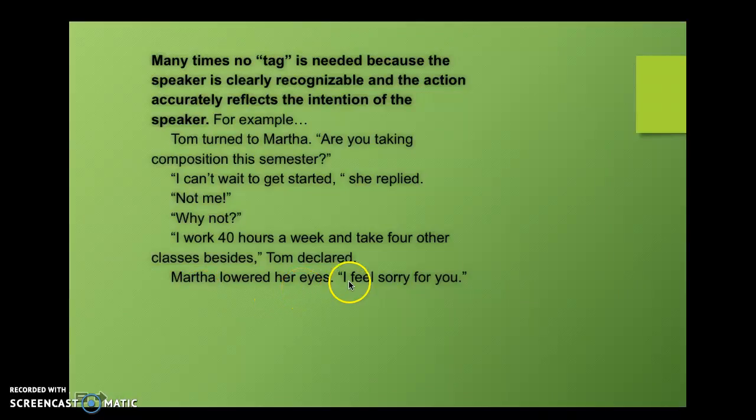And then we have just another descriptor, not that this is a tag, but it's a descriptor, so it tells us what Martha is doing. And we have quotation marks around what she said. So you don't always need to have a tag. If you had he said, she said, going back and forth, it may get a little confusing. So sometimes it's okay to have no tag.